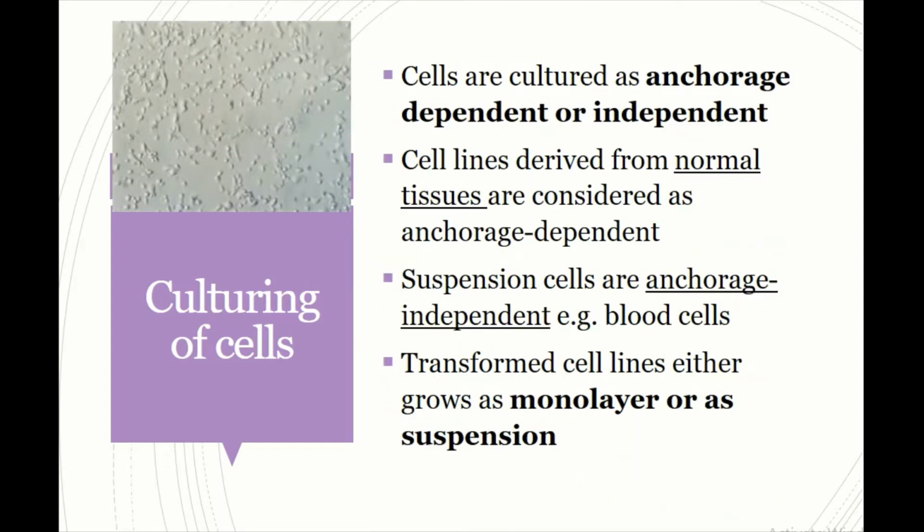In the culturing of cells, like we have probably mentioned in the previous slide, we have what we call anchorage dependent and anchorage independent. So cell lines derived from normal tissues are considered to be anchorage dependent. Most of the time they'll adhere to the media that you have used. Then suspension cells are usually anchorage independent, and usually we grow them in suspension media. And those that you have transformed, that is the continuous cell lines, can either grow as monolayers or as suspension.